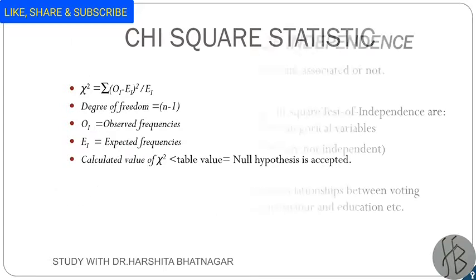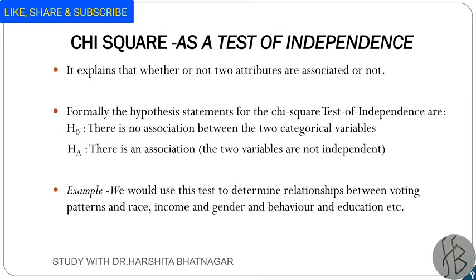Second, we will study chi-square as a test of independence. It explains whether or not two attributes are associated. Formally, the hypothesis statements for the chi-square test of independence are: the null hypothesis is that there is no association between the two categorical variables, whereas the alternative hypothesis is that there is an association, meaning the two variables are not independent.